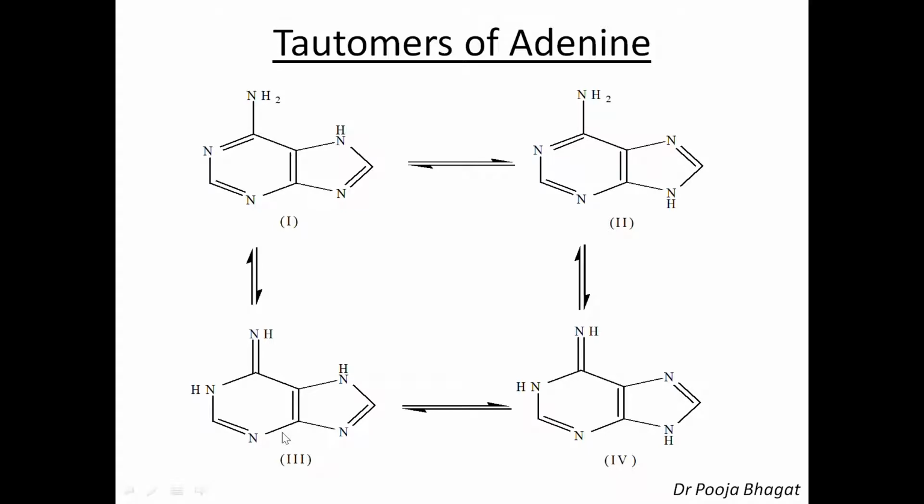In the second tautomer, as you can see here, it is numbered as 3. The hydrogen is present at the 7th position only. But here in the tautomer, as you can see, this is amino group, this is imino group. Imine, this is imine, this is amine. Amine, imine. So how is it formed?